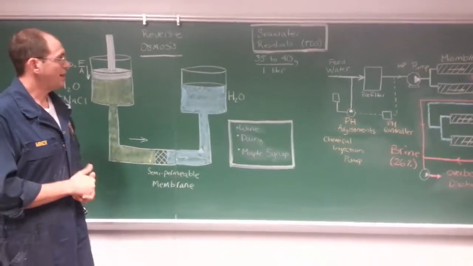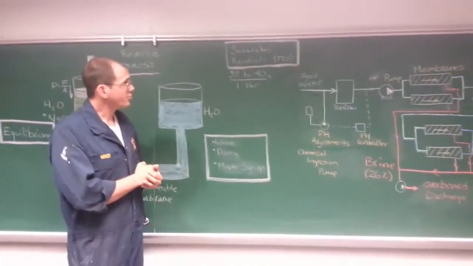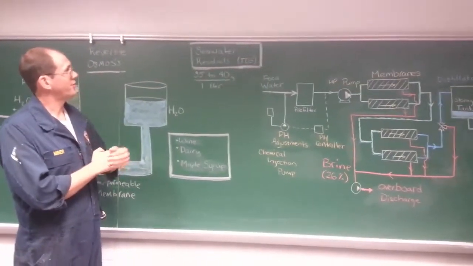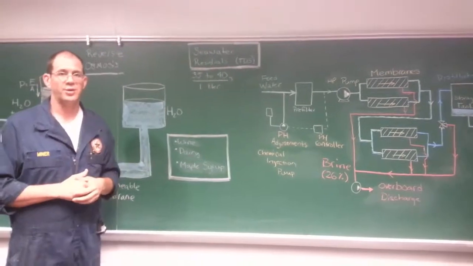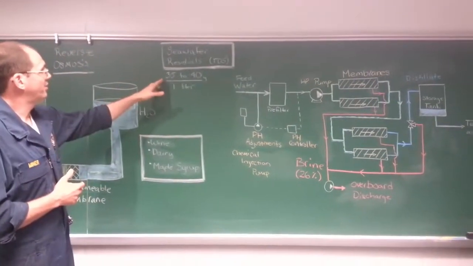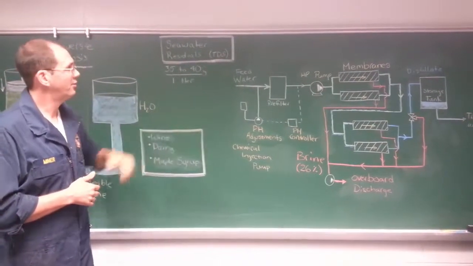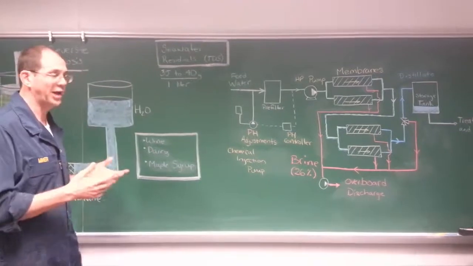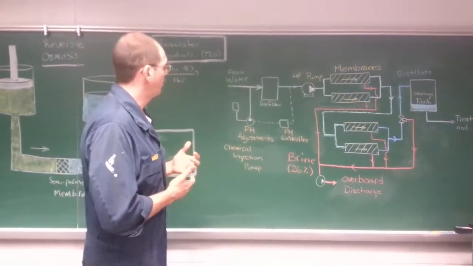Now, it can't happen by simply forcing the water through a membrane, because we have to consider the total dissolved solids, or the seawater residuals, within the salt water. That being said, you'll typically find a total dissolved solids of 35 to 40 grams per liter of salt water. So how do we remove that? Well, that's where we talk about the reverse osmosis system.